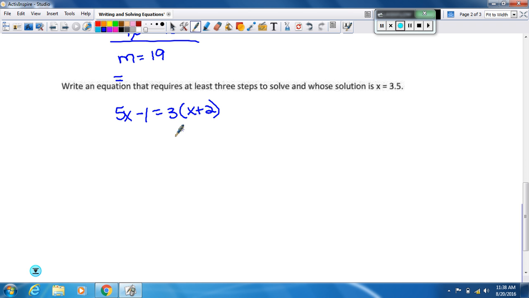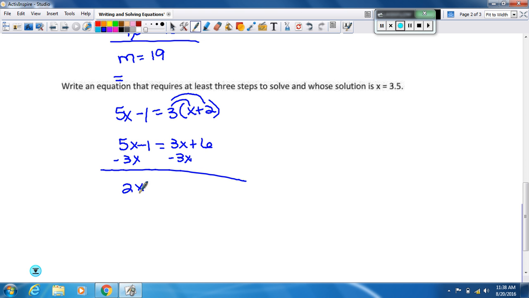Because you're going to get rid of parentheses first, so 5x minus 1 equals, you have to distribute, 3x plus 6. So then you have to get your x's together. I'm going to subtract 3x from both sides. I always move the smallest one over if I can. So 2x minus 1 equals, opposites cancel, 6. Add 1 to both sides. So 2x equals 7. Oops, sorry, 2x equals 7. Divide by 2. So x equals 3.5.